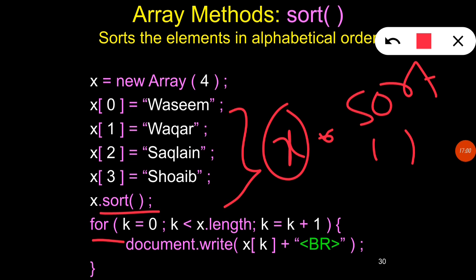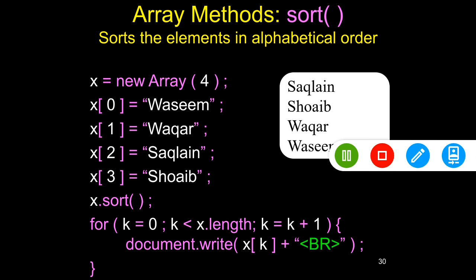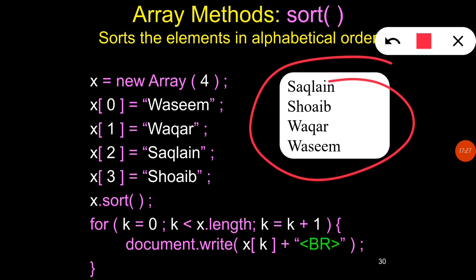For k is equal to 0 and this is count variable, and k is less than x dot length, it calculates the length of the array and it becomes 4, and k is equal to k plus 1, and here document dot write x of k value is, what is the k value? K value is 0, and we print the first sorted element. Similarly the next sorted value element will appear on the output screen. See here, so this is the output what we get after execution of these statements.